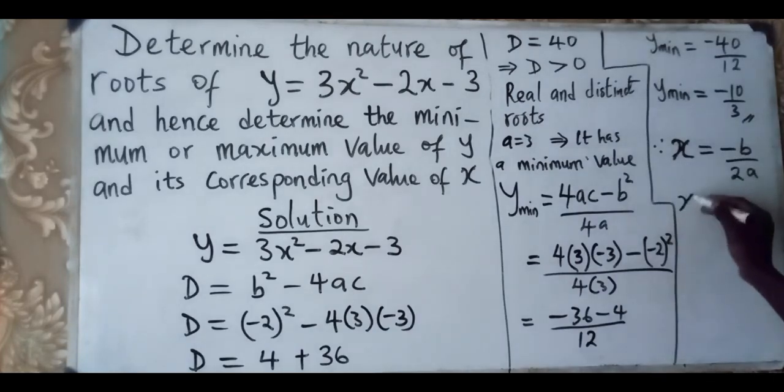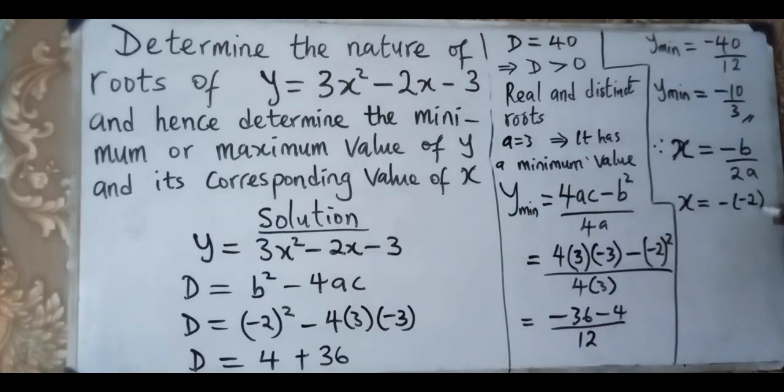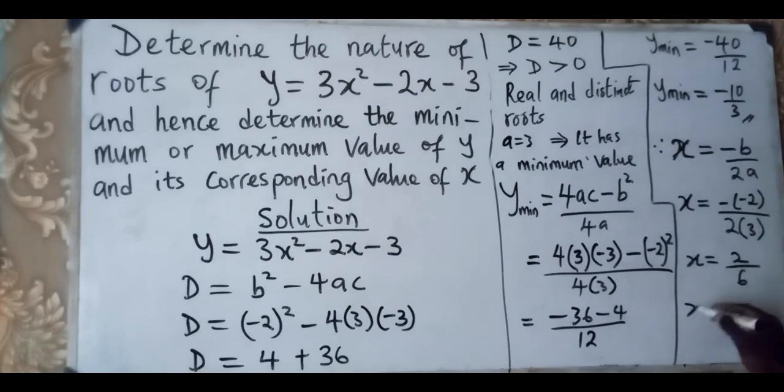So plugging this in, we have the corresponding value to be x equals minus b, which is minus 2, we have minus minus 2 all over 2 times a, which is 3. So at the end of the day, this gives us 2 over 6, and x is equal to 1 over 3. So this is the equation of the line of symmetry, x equals 1 over 3. And it's also the corresponding value of x for which y is minimum.